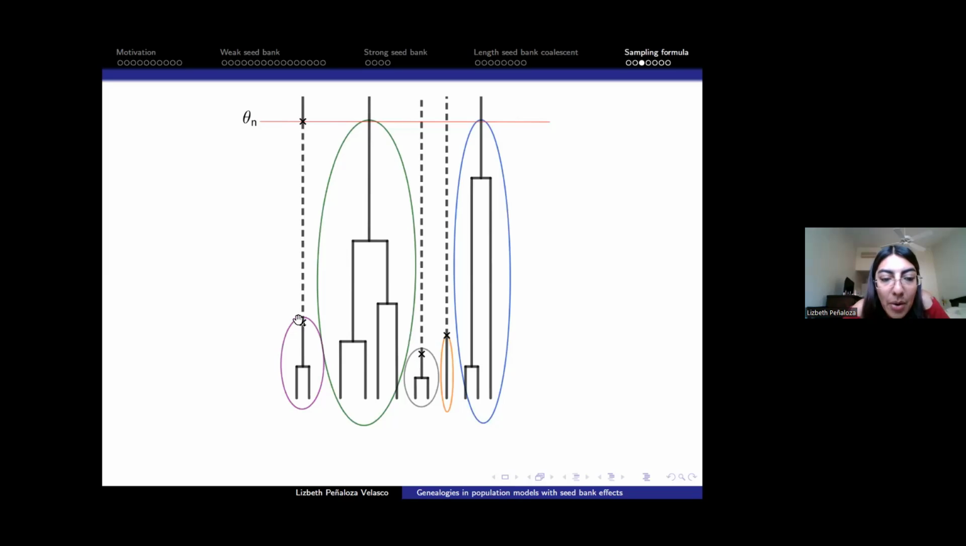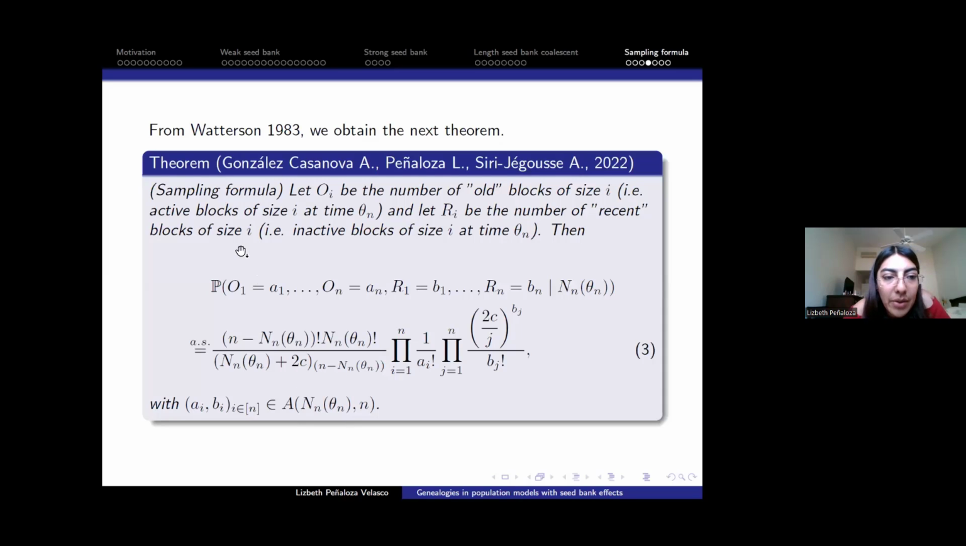But if one customer opens a new table, it means that one plant becomes a seed. So at the end, the old tables have the individuals that never visited the seed bank, and the new tables have the individuals that visited the seed bank at some moment. Okay, so we have this theorem that gives the probability of the old tables and the new tables, how many individuals there are in each table, conditioned on the number of plants that we have at time theta n. So we have this result.